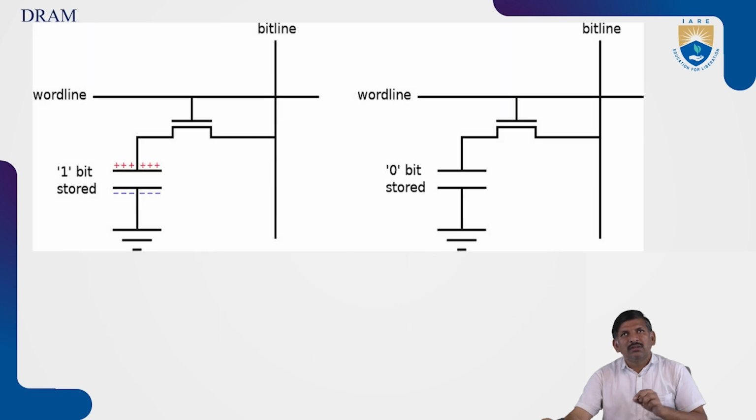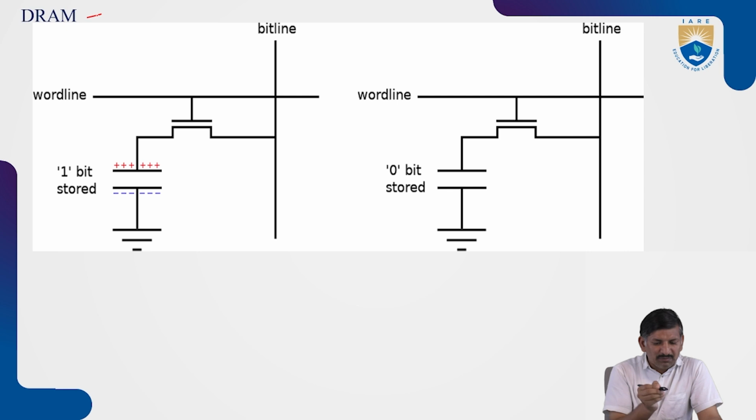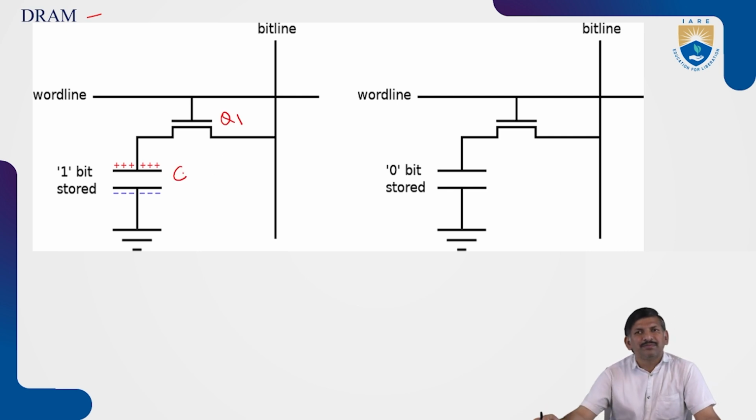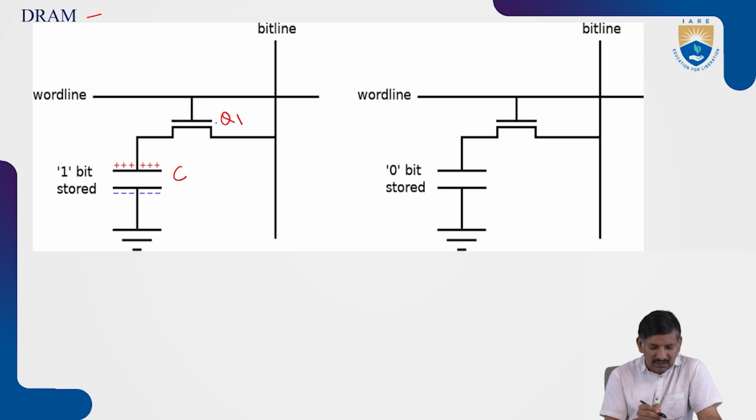Next, dynamic random access memory. In dynamic random access memory, it is made up of 1 MOSFET and 1 capacitor. Here, the information is stored in the form of charge. So DRAM requires only 1 MOSFET, so size is less. Advantages of the DRAM.